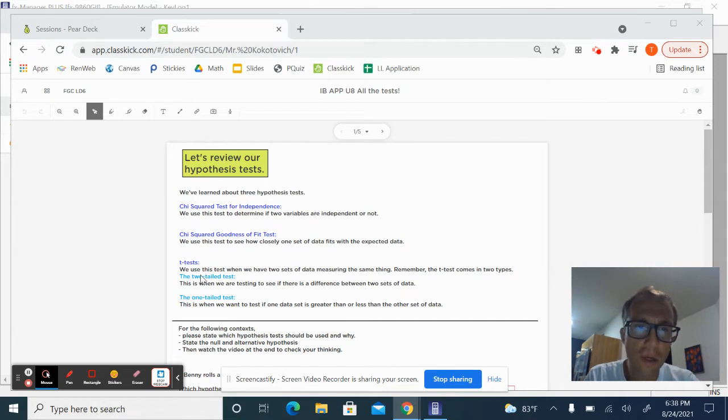And the third one we learned about was the t-test. We use this test when we have two sets of data measuring the same thing. And remember, t-tests come in two different types. There's the two-tailed test. This is when we're testing to see if there is a difference between two sets of data. We don't care what that difference is. It could be higher or lower, but just that there is a difference. And the second one is the one-tailed test. This is when we want to test if one data set is greater than or less than the other set of data.